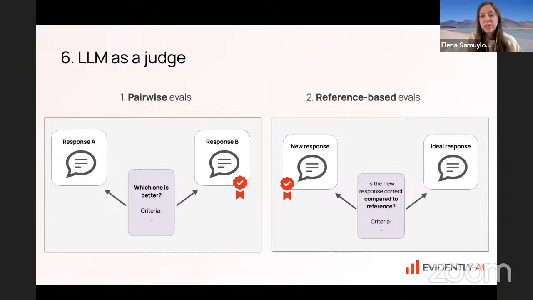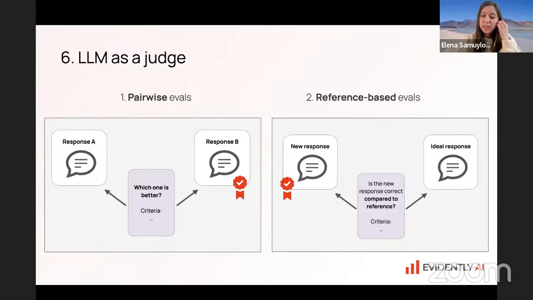I'm not actually talking about this. This type of choice is more relevant when you may be training the model or when you're comparing two models in the beginning. But if we talk about monitoring, you don't have two responses to compare. You usually want to evaluate the one response that you got.